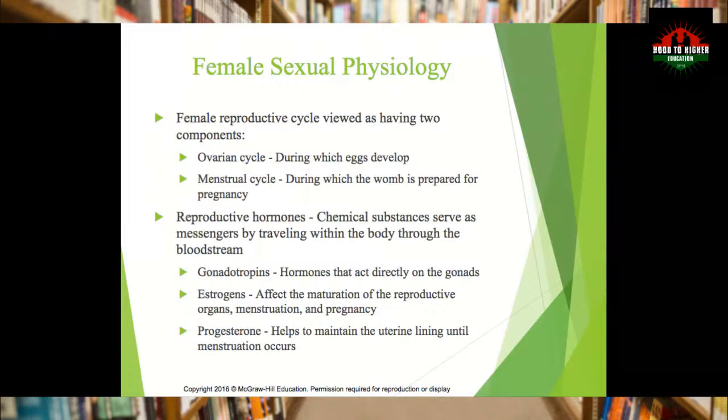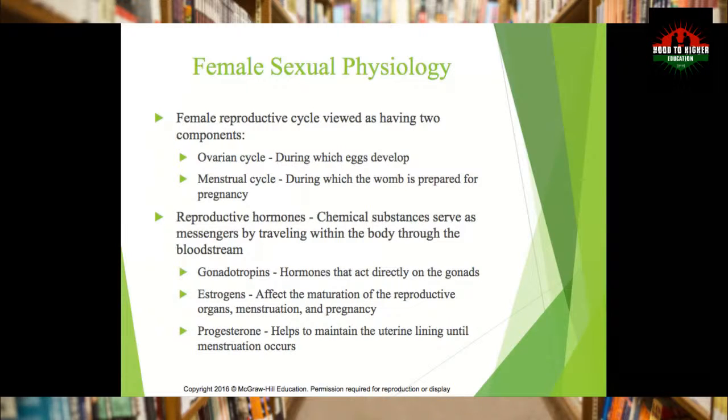The female reproductive cycle is viewed as having two components. We have the ovarian cycle, during which eggs develop. We have the menstrual cycle, during which the womb is being prepared for pregnancy. The reproductive hormones, the chemical substances, serve as messengers by traveling within the body through the bloodstream.